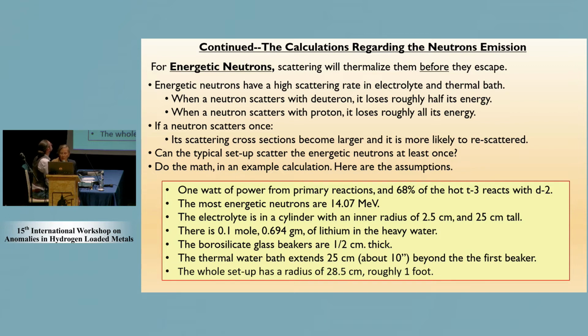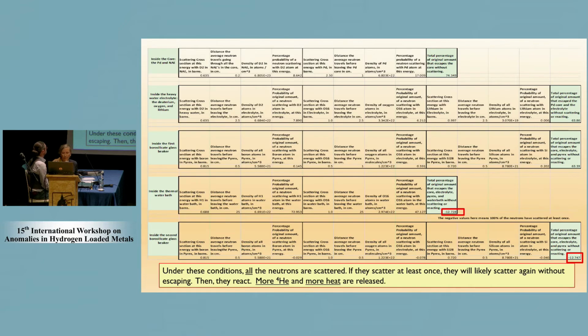The test then is to see if all of the highest energy neutrons at 14.07 MeV scatter at least once in the setup. Let's do the math. Here are the conditions for the example calculation, again, using reasonable values. The whole setup has a radius of roughly 1 foot. Here are the results of the calculation.